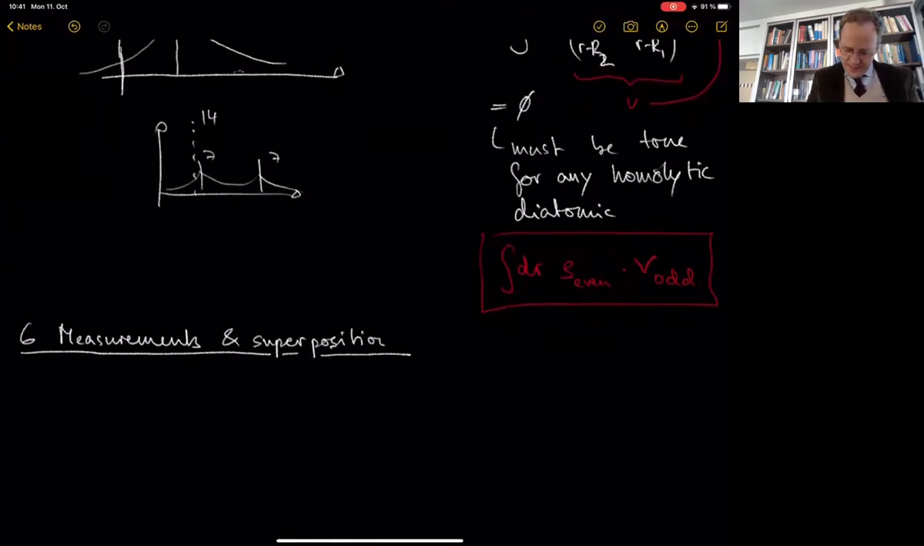Let's remember that psi is our state function, okay?